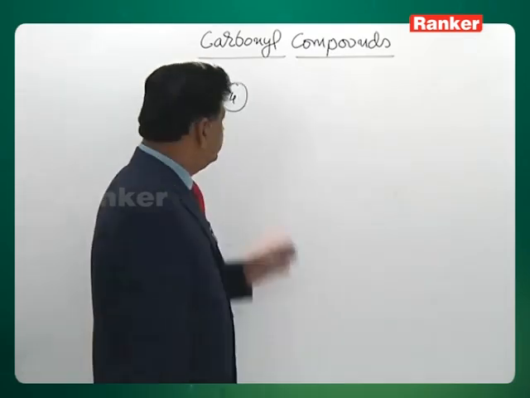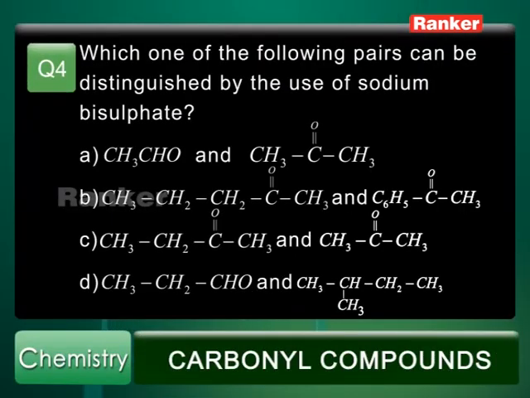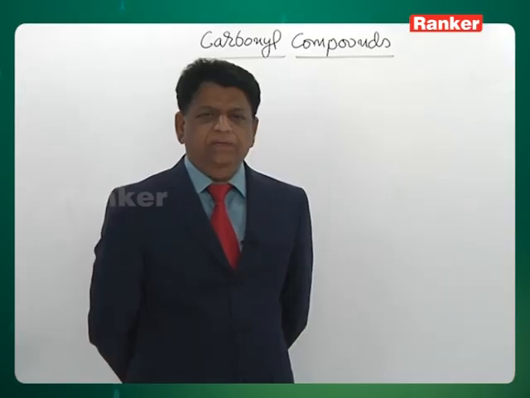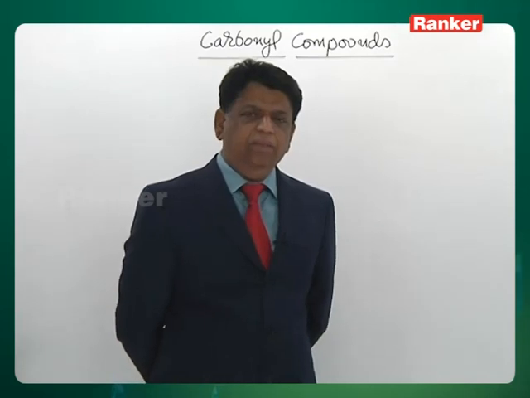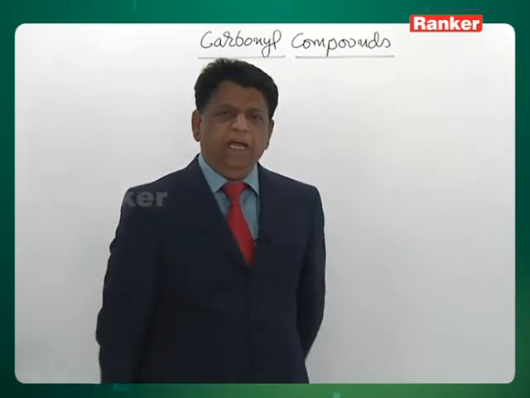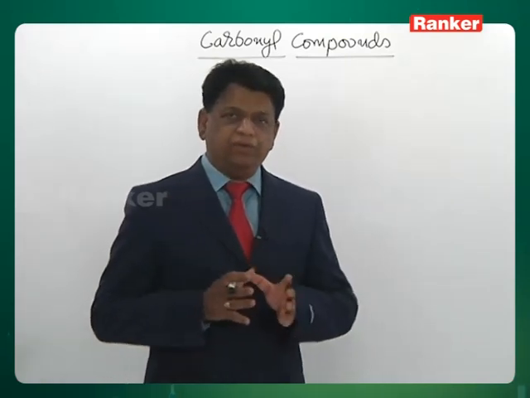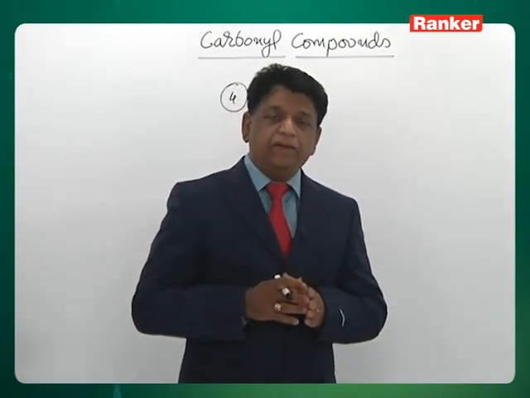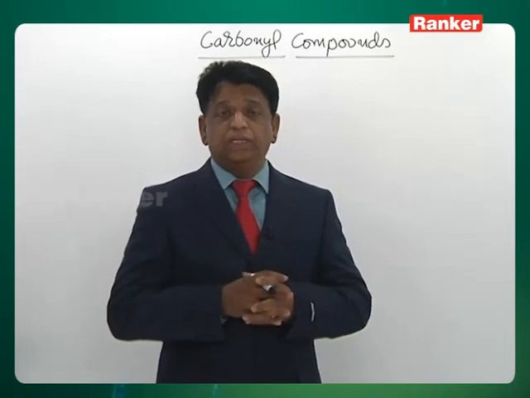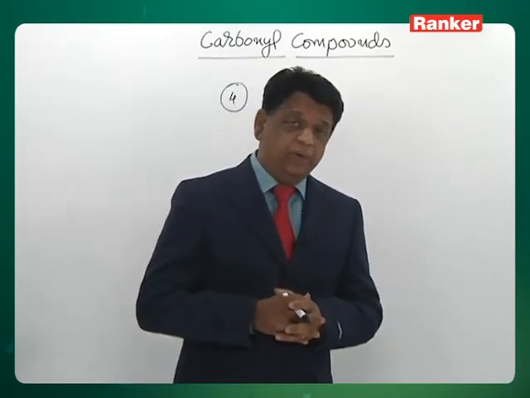So let's go for question number 4. Which one of the following pairs can be distinguished by the use of sodium bisulfite? Actually, sodium bisulfite is a reagent prepared in a saturated manner and then added to the carbonyl compounds. They give white crystalline derivatives. And both aldehydes and ketones give this. Therefore, using this you cannot differentiate aldehydes and ketones.